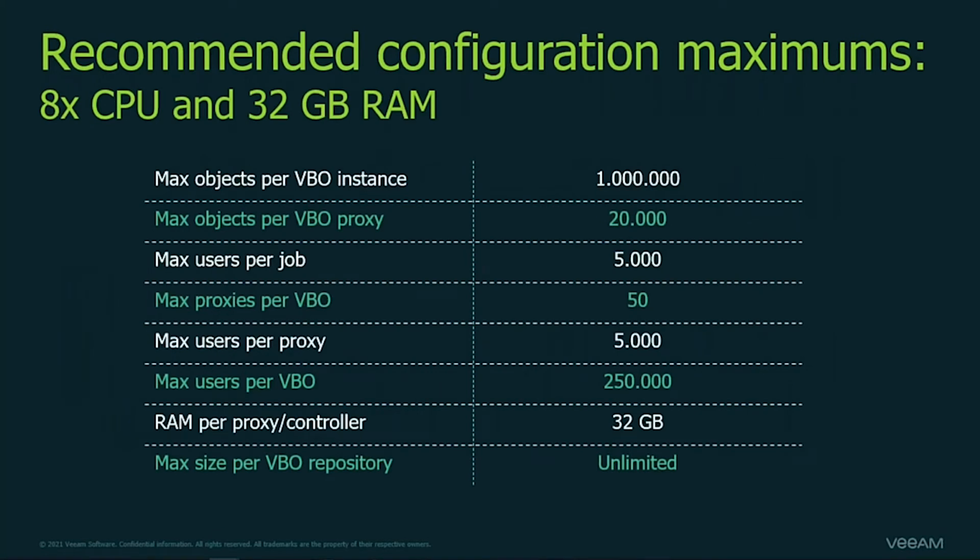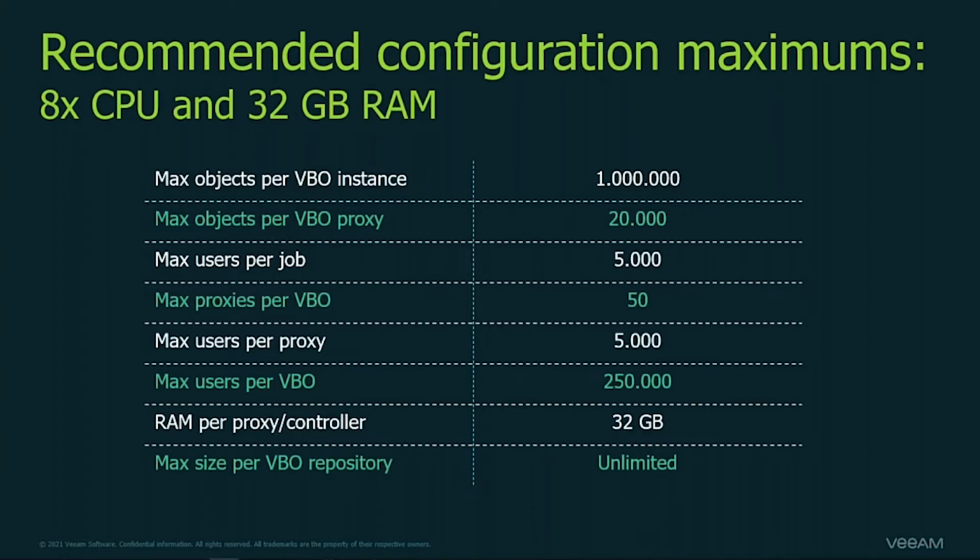20,000 objects per backup proxy. This means that it's about 5,000 users per 8 CPU and 32 gigs of RAM on a proxy for a maximum configuration. Now you can add up to 50 proxies to one centralized Veeam Backup for Microsoft Office 365 component, which means you can scale up to 1 million objects. Now, their repository locations allow for theoretical maximums of unlimited, especially when you're using something like an object storage.